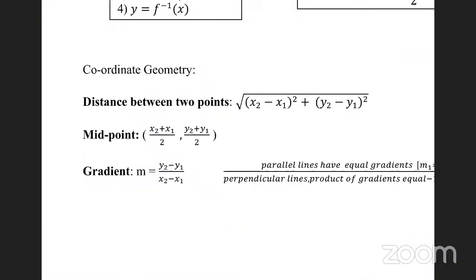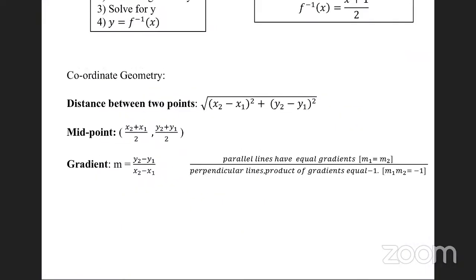Let's say I gave you two lines like this, and the gradient of the first line is 4. What would be the gradient of the next line? 4. How come? Very good, because the lines are parallel. Parallel lines have equal gradients.